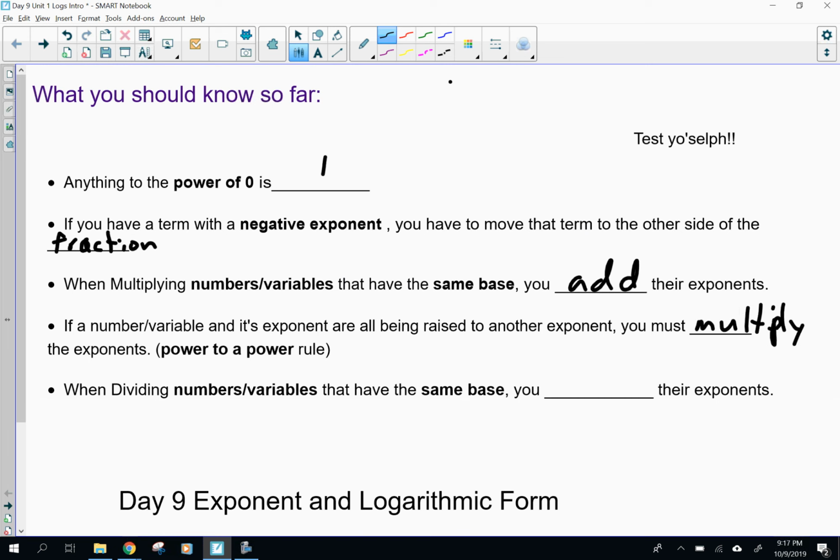the exponents. When dividing numbers or variables that have the same base, you subtract their exponents. But again, remember, we just eliminate the ones that the top and bottom of the fraction had in common.